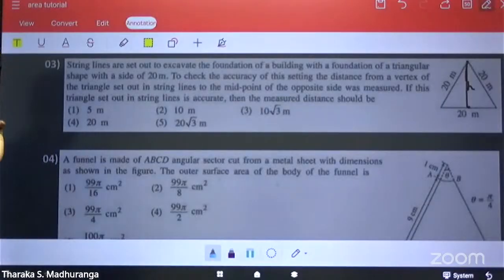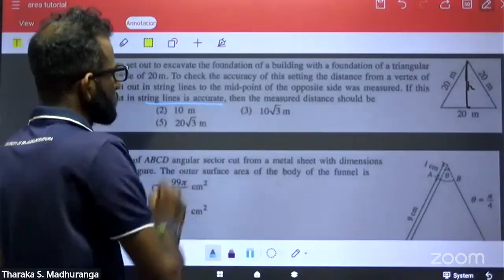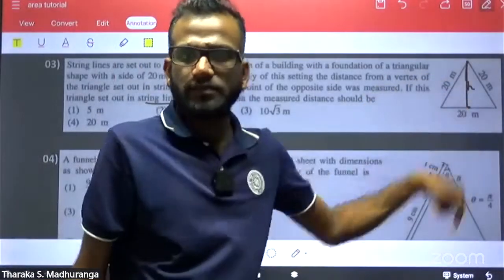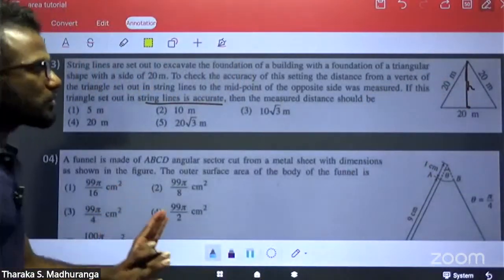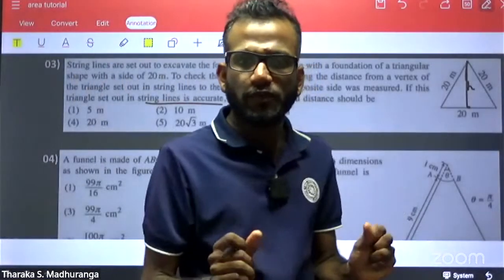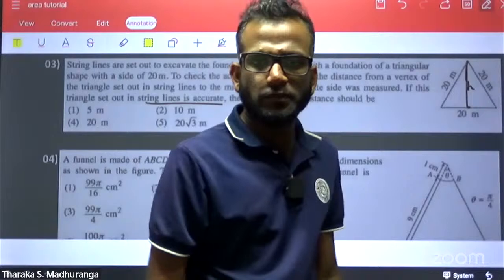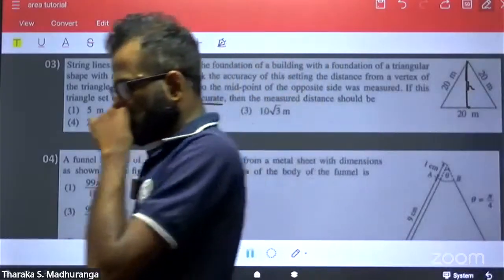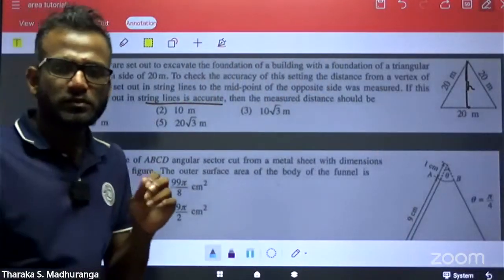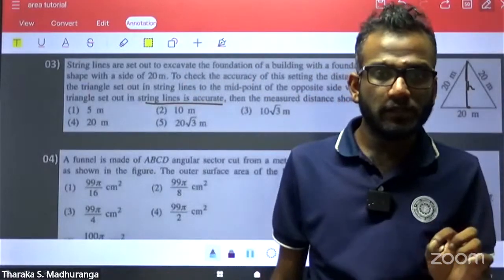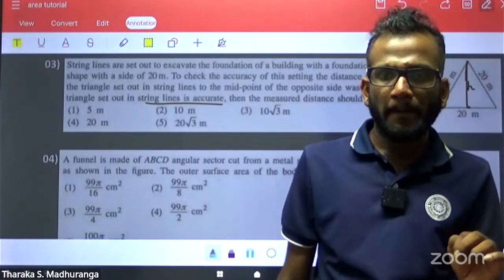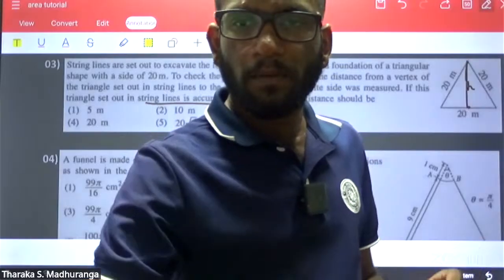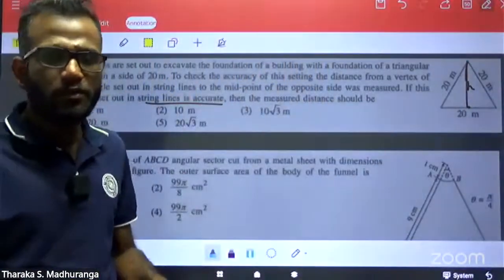If this triangle set out in string lines is accurate, then the measured distance should be, the H length is asked. Okay, before getting the answer, tell me what is the theory you need to use, what is the concept you need to use for this question? What's the concept? Pythagoras theorem. Good.